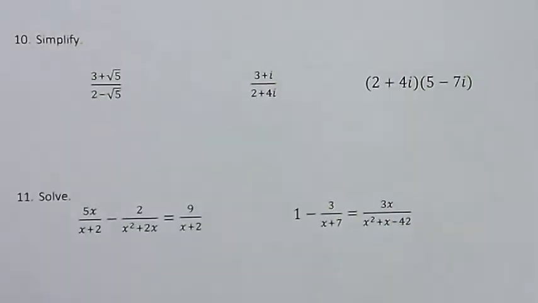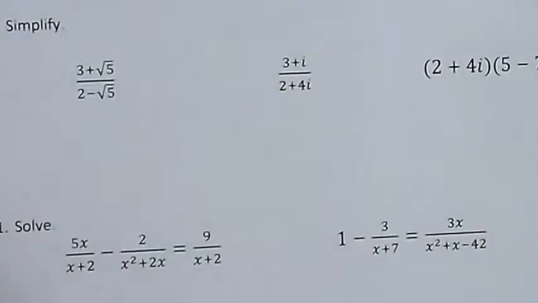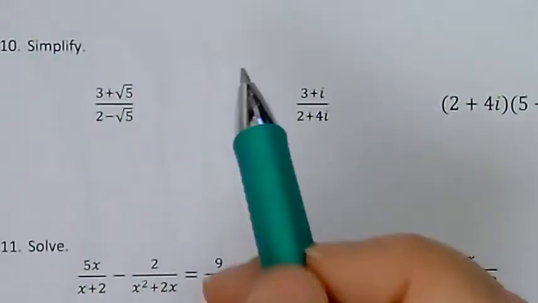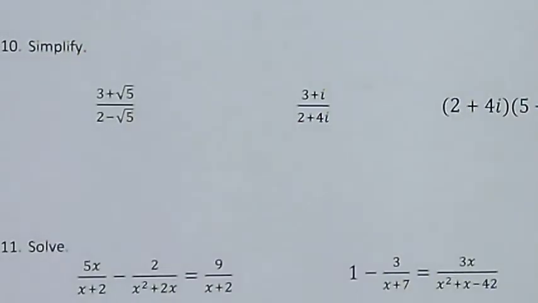So this would be the front page. I'll probably call it page 3 on Canvas. We'll start with problem number 10. Problem number 10 has to be simplified because it's really not written in proper math. You're not supposed to have something with a radical in the denominator.